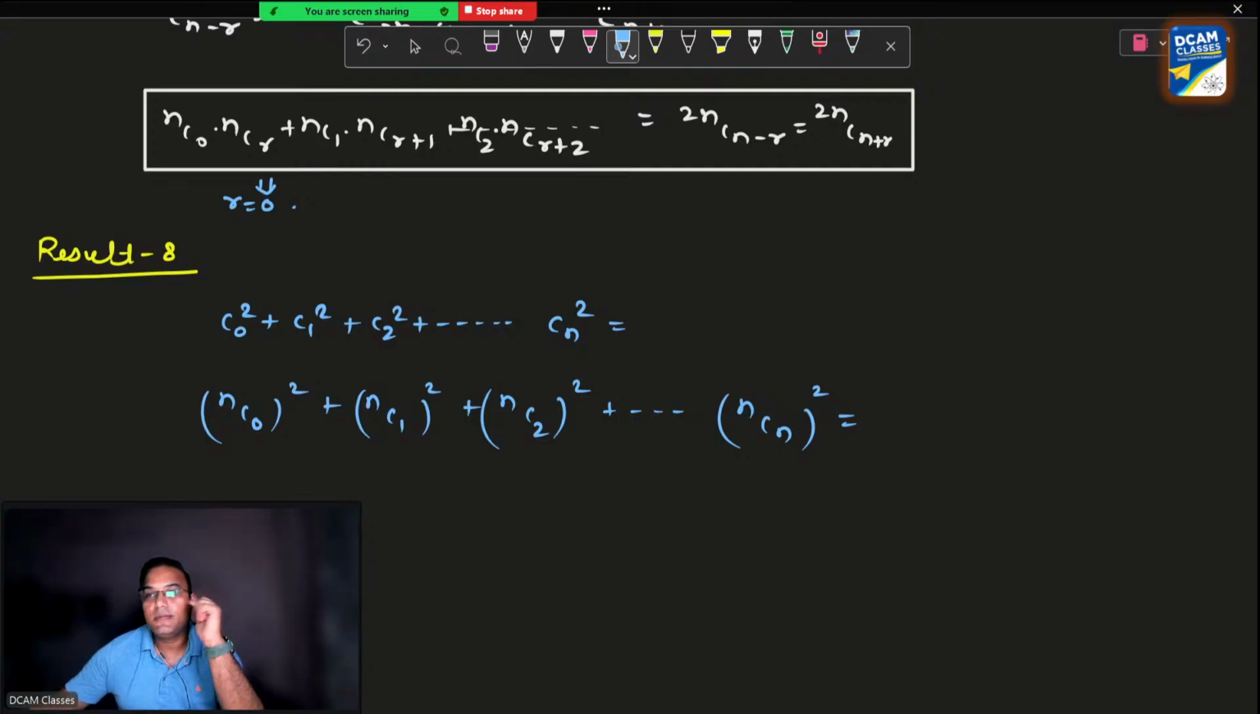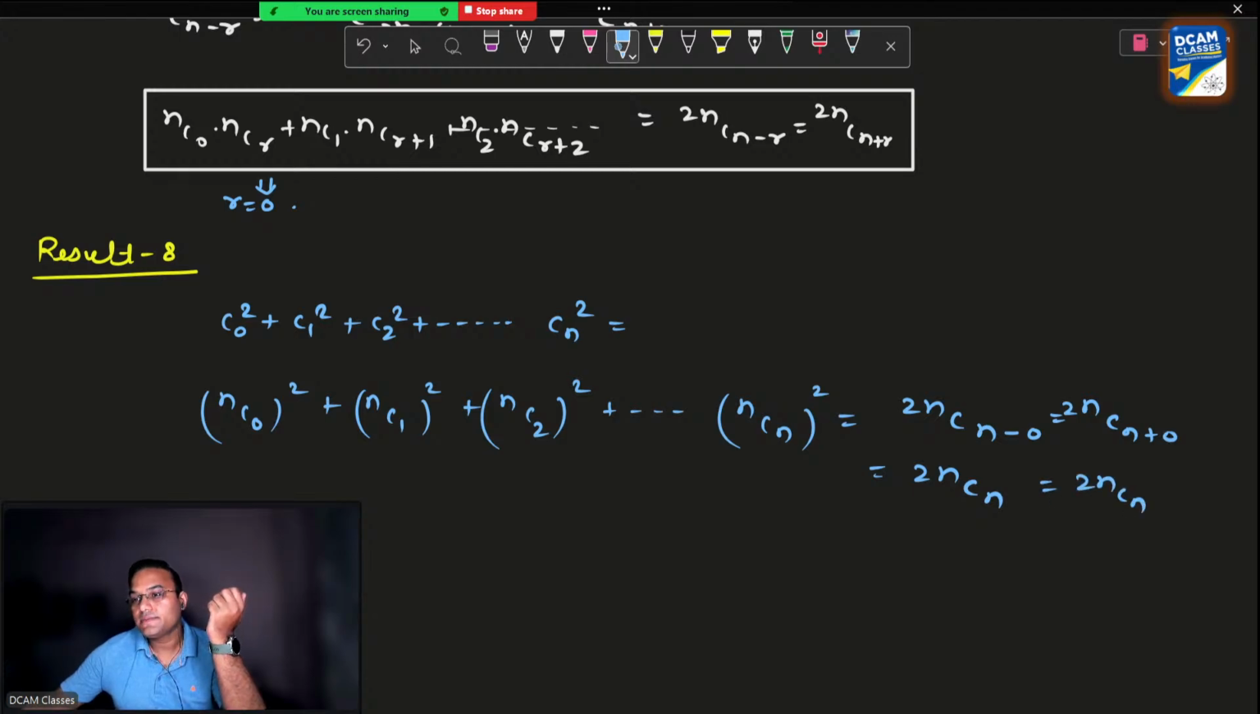So the answer should be 2NC(n minus 0), which is 2NCn, and either you put it in this or you put it in this, 2NC(n plus 0). Both ways you're going to get 2NCn. So the answer is 2NCn.